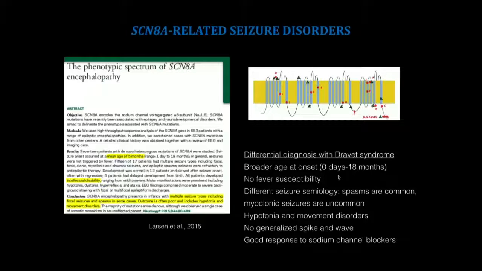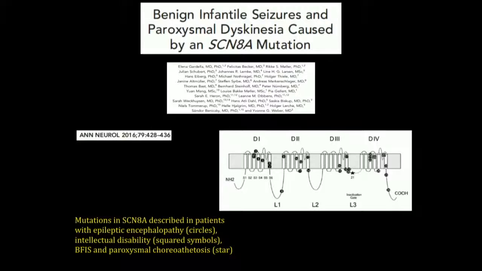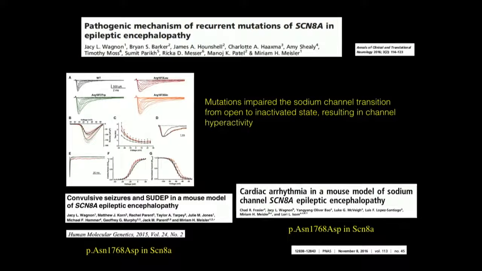There is no susceptibility to fever. Age at onset of the epilepsy is broader. Seizure semiology is different. We have, for example, infantile spasms here, which are not seen with SCN1A, and some patients have movement disorders as well. There are not many described, so the entire spectrum is far from being understood. And also, some benign form of paroxysmal movement disorders running in families have been described with a specific mutation which is in the intracellular loop.